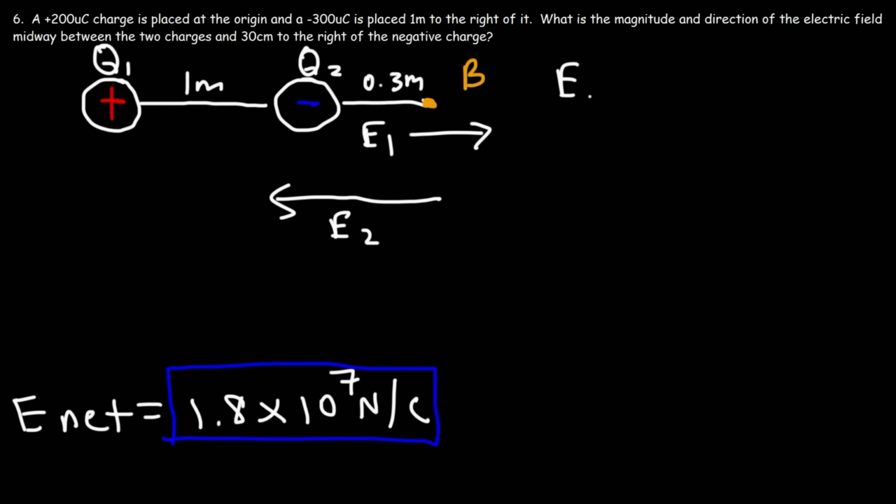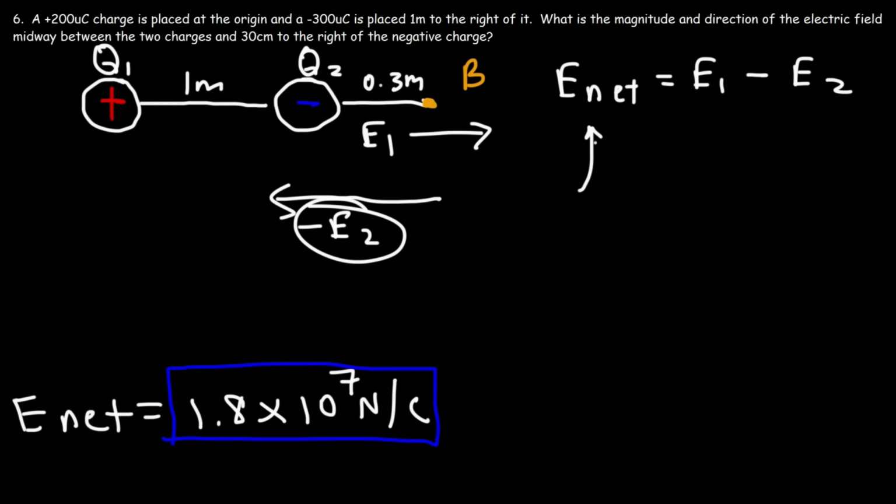Now the net electric field is going to be positive E1 because it's going along the positive x-axis, and then plus negative E2 because that's moving towards the west, or the negative x-axis. Now, if E1 is bigger than E2, the net electric field will be positive. If E2 is greater than E1, it's going to be negative. And we've confirmed that E2 is going to be bigger, so we should get a negative value. If we get a positive value for the net electric field, we did something wrong. So let's go ahead and do the math.